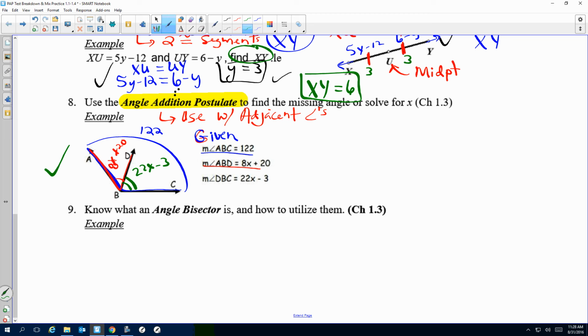Then by identifying adjacent angles, we should be able to write an equation. You just want to see what the equation you can write for this? There's more than one. Addition means adjacent means you're adding. So what are we going to add? Yeah, 8x plus 20 plus 22x minus 3 is going to equal the whole angle, 122. Or you can simplify and get 30x plus 17 equals 122. But you need to give me your equation to solve for x.